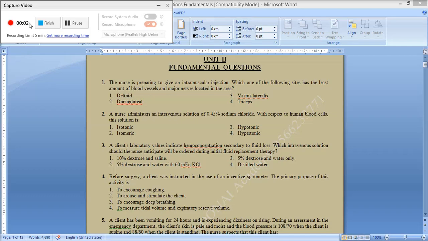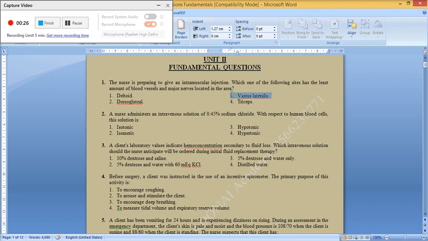Unit 2 Fundamental Questions. 1. The nurse is preparing to give an intramuscular injection. Which one of the following sites has the least amount of blood vessels and major nerves located in the area? 1. Deltoid. 2. Dorsogluteal. 3. Vastus lateralis. 4. Triceps. Answer 3.